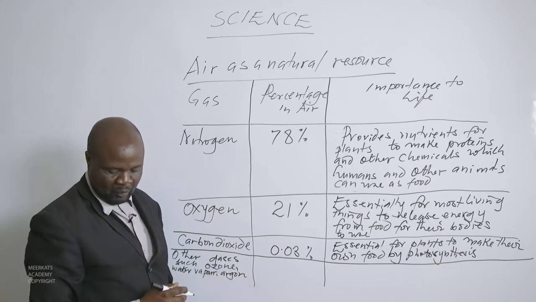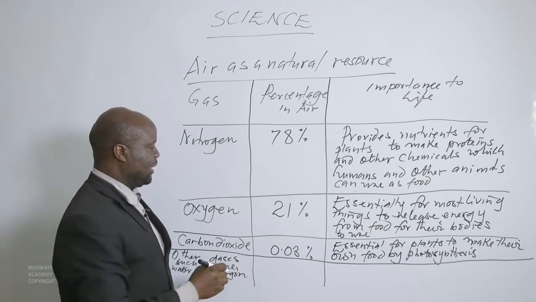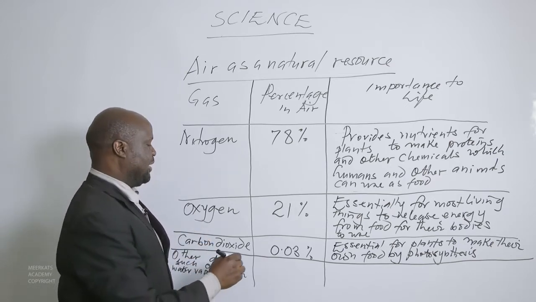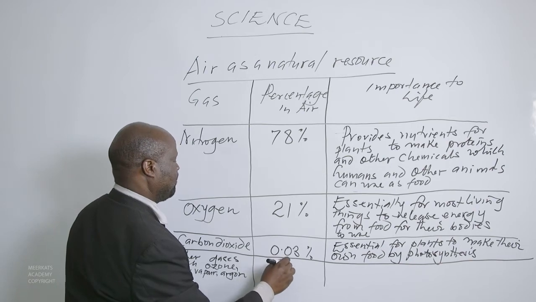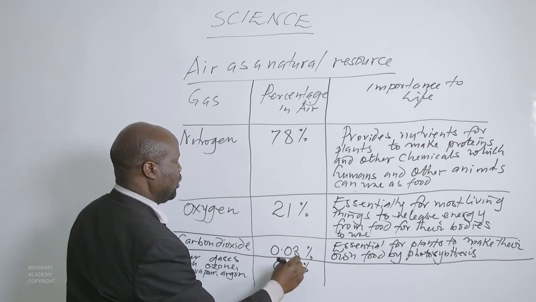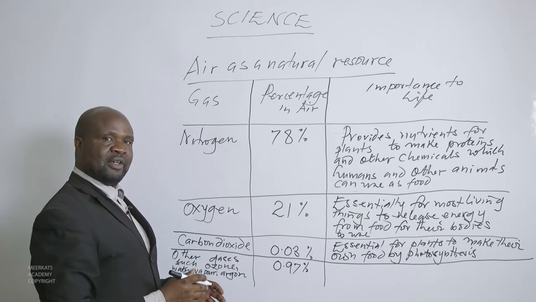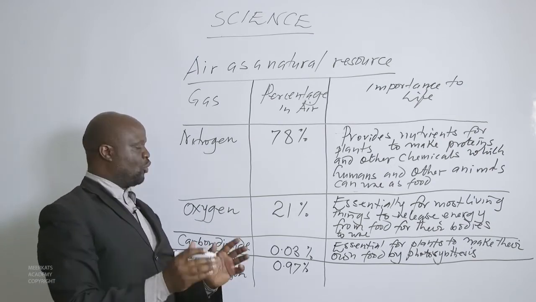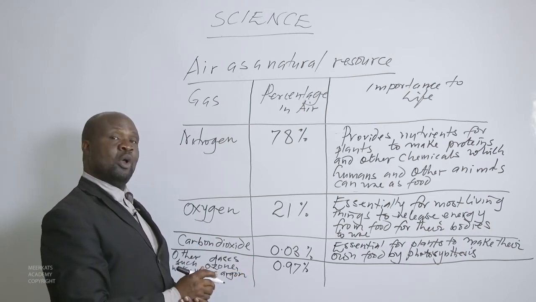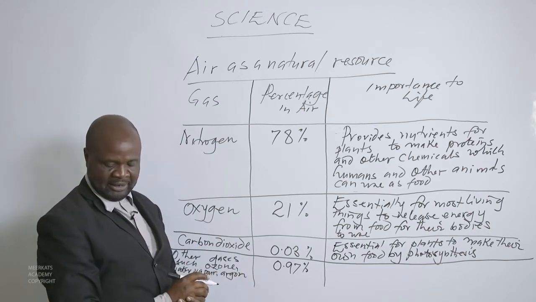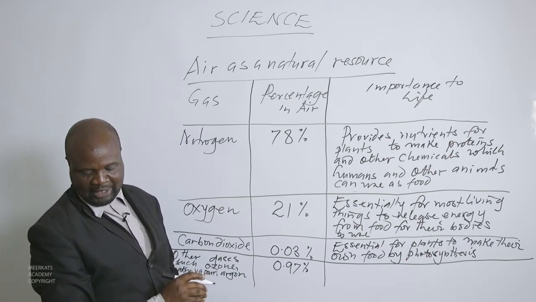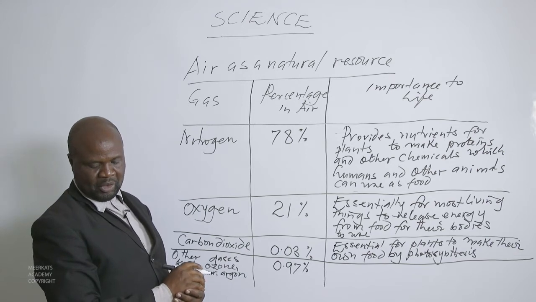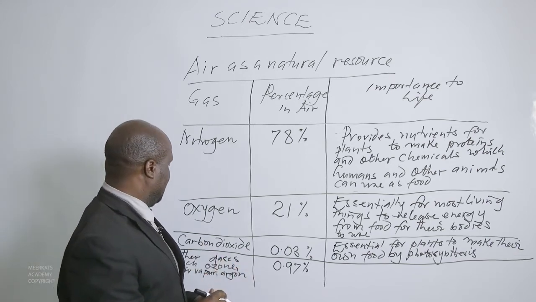We want to know what percentage is present in air. We are told it is 0.97%. So we are saying these other three gases, the ozone, the water vapor, and argon, all together comprise 0.97%. And we are asking, what are their uses? There are many uses of these gases.